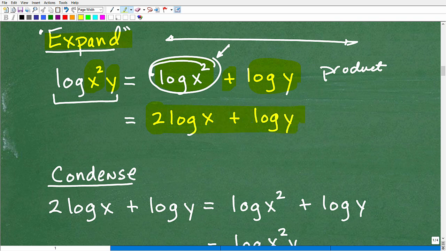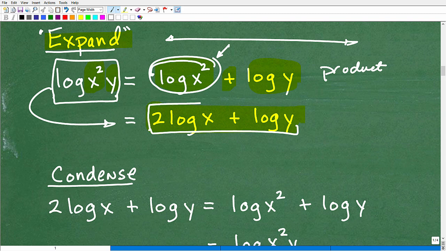Now, this is a fully expanded expression. So this guy here is equivalent to this guy right here, okay? And we went from here to here by expanding this expression, okay? So if you're given a problem that says expand, use the properties of logarithms to expand the expression or rewrite the expression, you're going to end up with something longer and more detailed, okay? So that's an example of expanding.